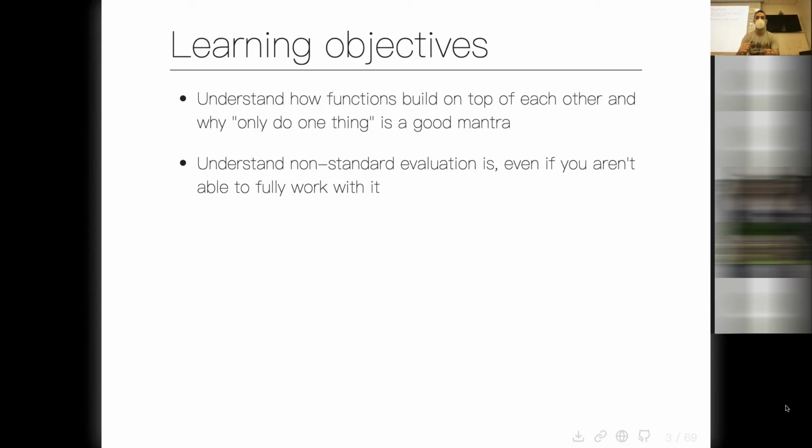Okay. The other thing is that your function should do one thing. Okay. So it should do one thing and do it well. That doesn't mean that it can't have a bunch of additional arguments, but within that, that function is probably going to be calling a bunch of other functions that are all doing one thing. Okay. And then understand non-standard evaluation, what it is, even if it's not something you feel super comfortable with.